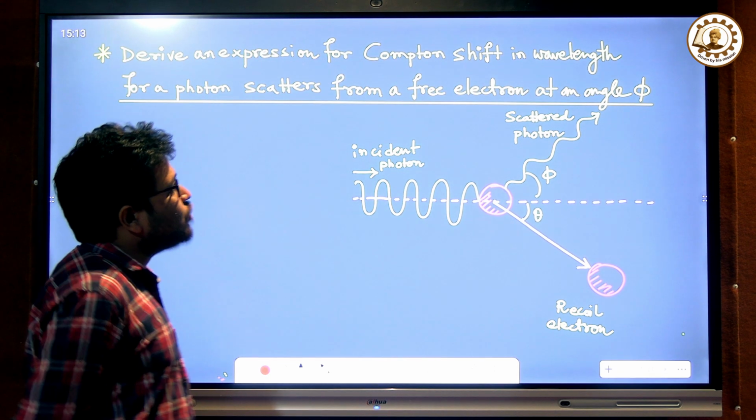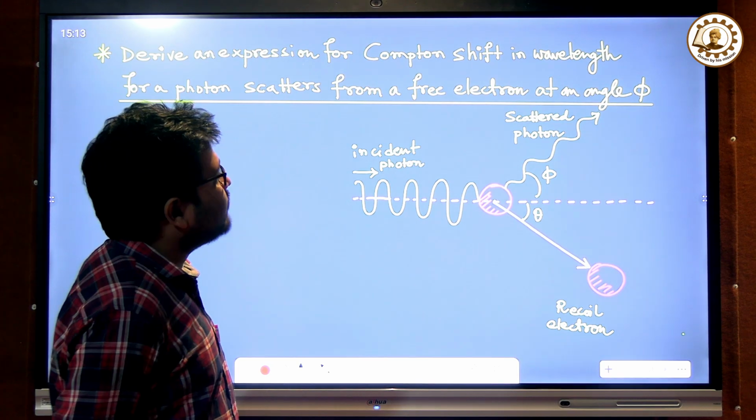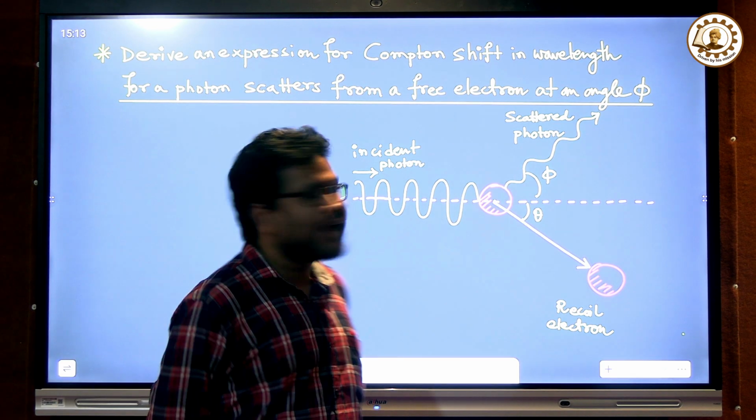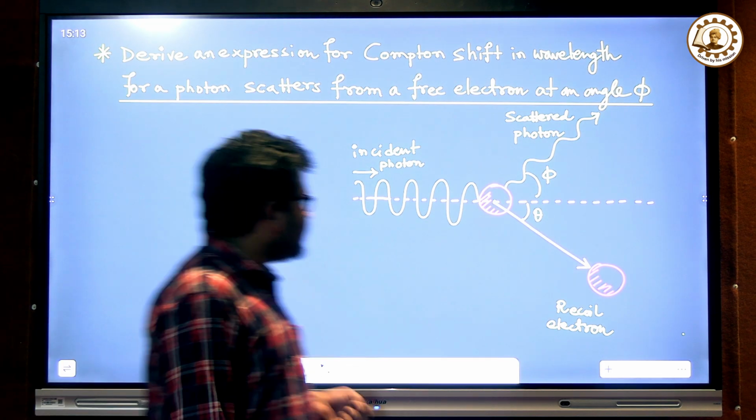In today's class we are going to establish the expression for Compton shift in wavelength for a photon that is scattered from a free electron at a scattering angle phi. Okay, so the diagram is already given.